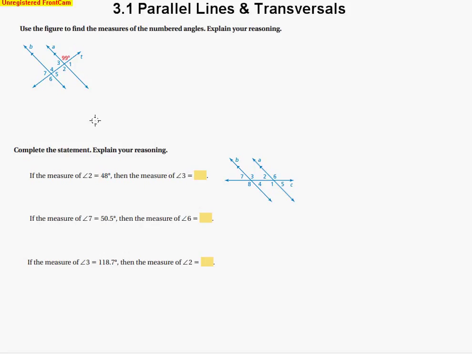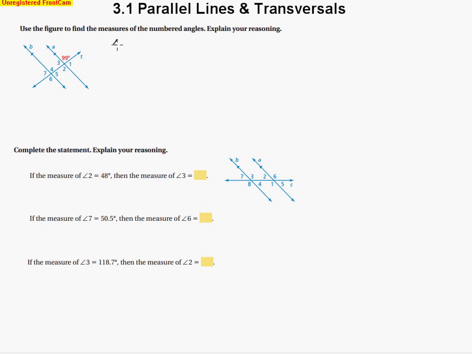This is the second day for lesson 1 of chapter 3, titled Parallel Lines and Transversals. And so let's take a look at the first type of question you're going to see. It says use the figure to find the measure of the numbered angles. Explain your reasoning. So we'll start with angle number 1.